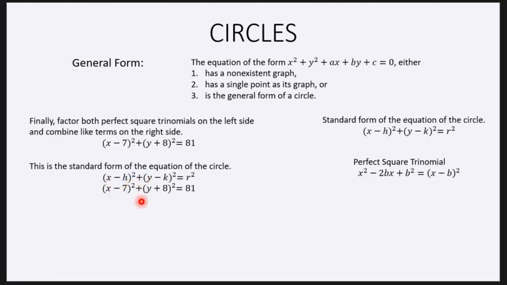So x minus h is x minus 7, so the value of h is 7. Y minus k is y plus 8, or y minus negative 8, which means that k is negative 8. And since r squared is equal to 81, I just need to know what the square root of 81 is to know what r is. The square root of 81 is 9, so I have h is 7, k is negative 8, and r is the square root of 81, which is 9. So the center is at (7, negative 8), and the radius has a length of 9.